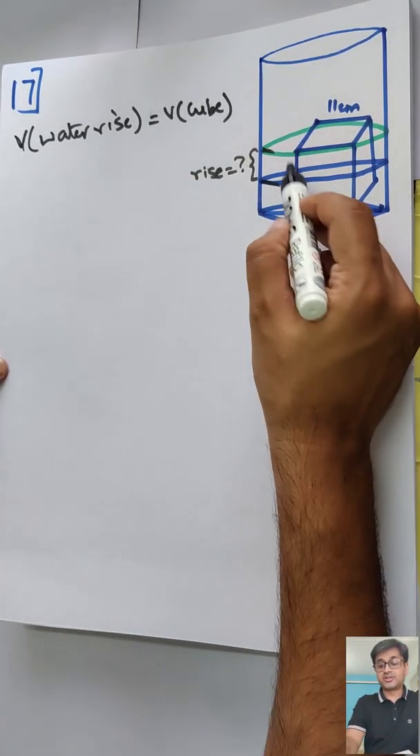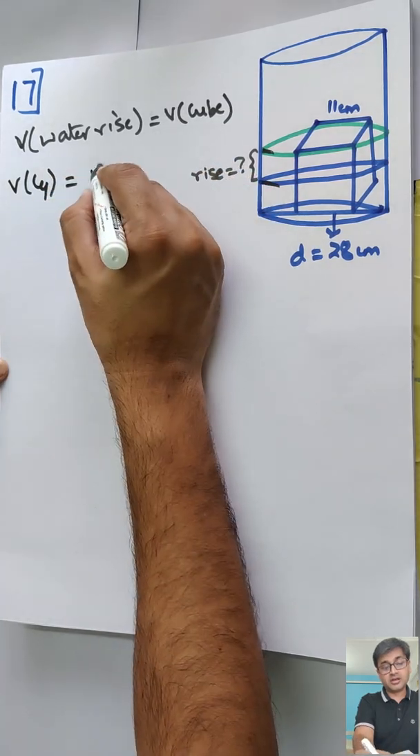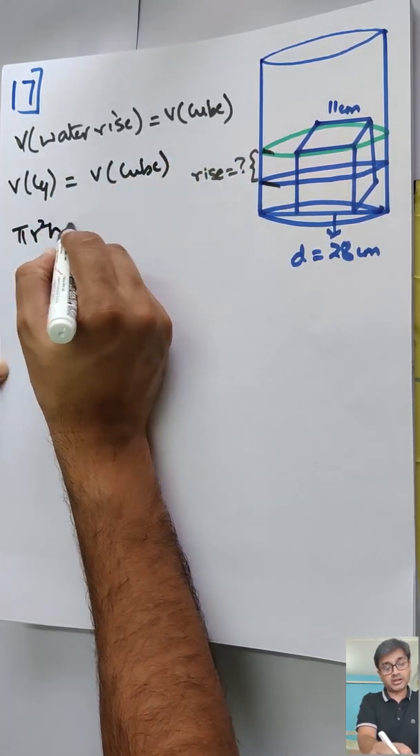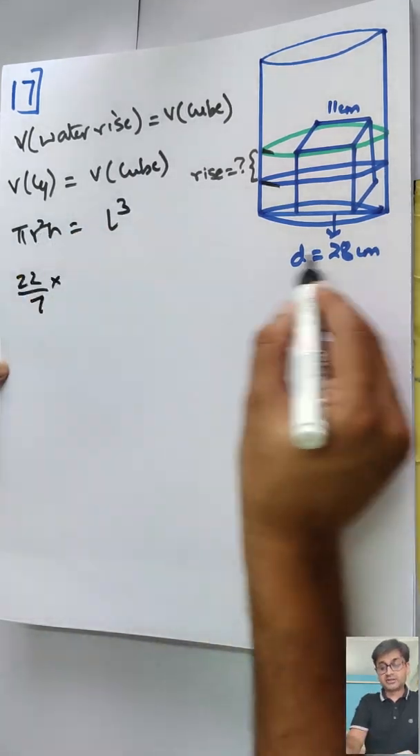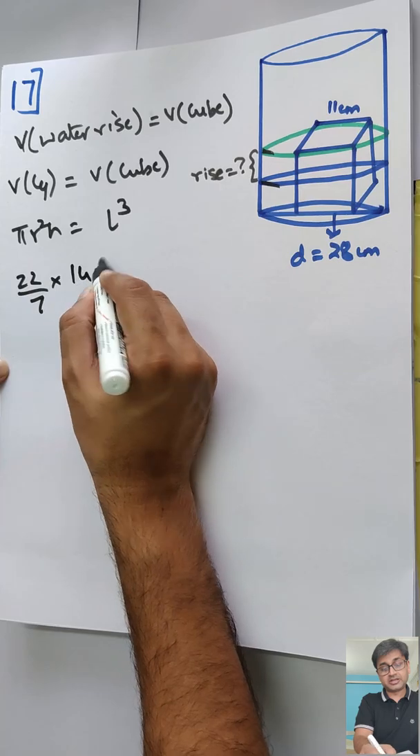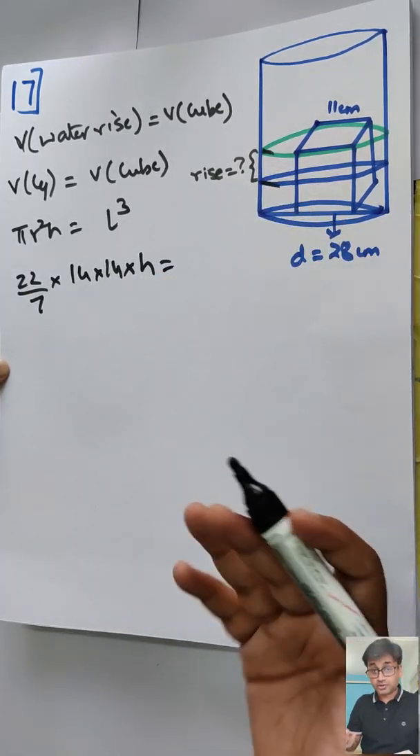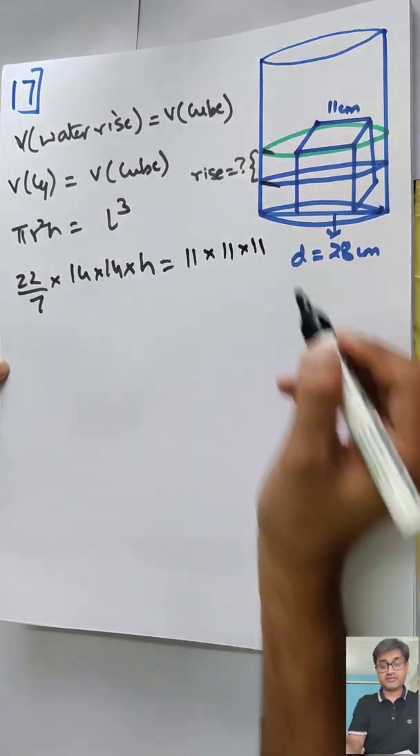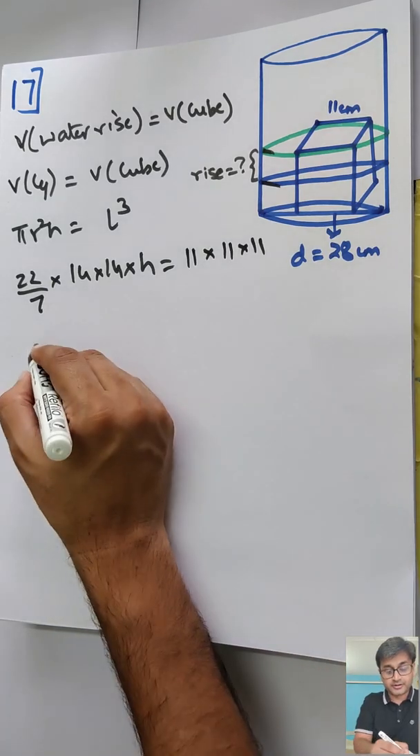So volume of water rise, so water is in the form of a cylinder, so therefore it is going to be a cylinder with the volume of cube. So cylinder pi r square h and cube is L cube, so pi. Radius of the cylinder is 14 because diameter is 28. Height is the rise in the level of water which we are trying to find, and volume, L cube is 11 cubed. Come on, now solve it and get me the value of height. I have made it very simple for you.